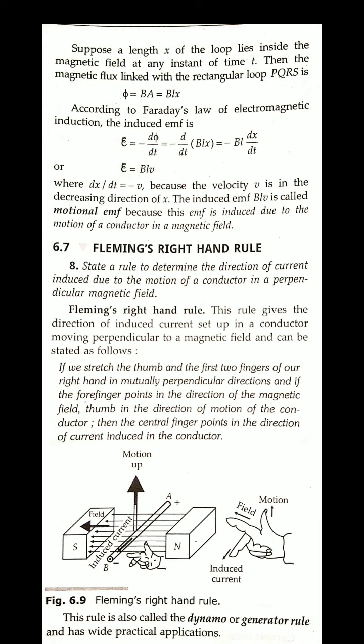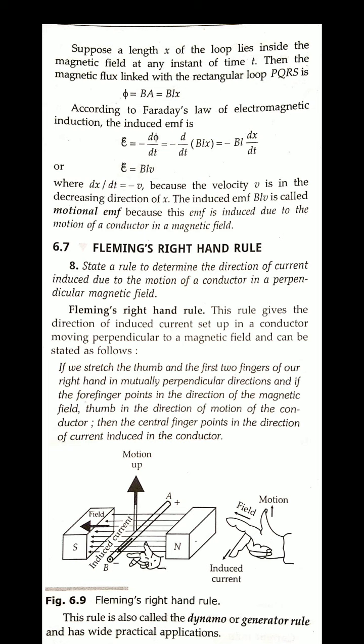So the induced EMF BLV is called motional EMF, because this EMF is induced due to the motion of a conductor in a magnetic field. This amount of EMF, B into L into V, is called motional EMF. And the direction in which it will be induced, we get from Fleming's right hand rule.